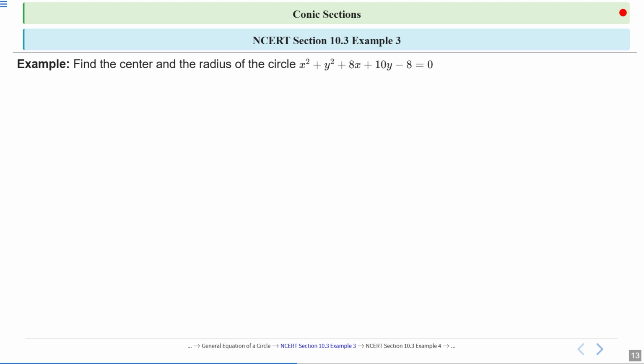So how can you find the center and the radius of this circle? Just compare this equation with the general equation of the circle, x square plus y square plus 2gx plus 2fy plus c equal to 0. After comparing, you will obtain the values of g and f, and then you can easily find the center and the radius of the circle. So first of all, try it yourself. You have 30 seconds to try to solve this example. After that, we will solve this example.